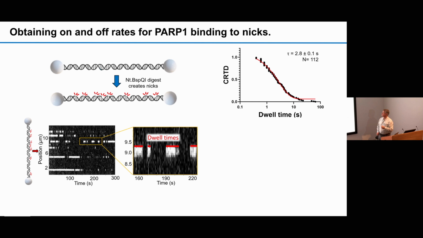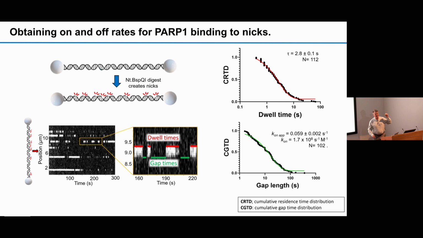So the dwell times, we use a cumulative residence time distribution for each dwell time, and then fit an exponential. And from that, we can get the dwell time, then the off rate. And from the gap times, we can get the on rate. And we can actually use calibrated standards to use the background fluorescence to get an idea exactly what the concentration of our protein is in the flow cell. And so from the apparent on rate and the concentration, we can get a true on rate. And what we were kind of surprised is that it looks like it's diffusion limited. So that suggests every time that PARP comes out of solution, hits the DNA, it's a productive binding to the nick, which I didn't expect to see.